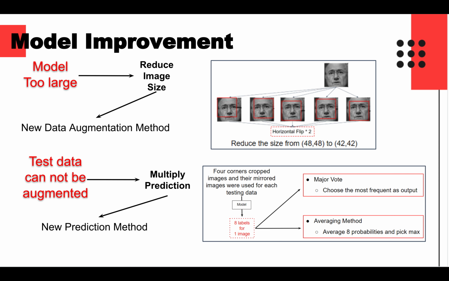The other problem is that the test data cannot be augmented, so its prediction is quite limited. As a result, we want to use multiple predictions based on majority vote and averaging methods.